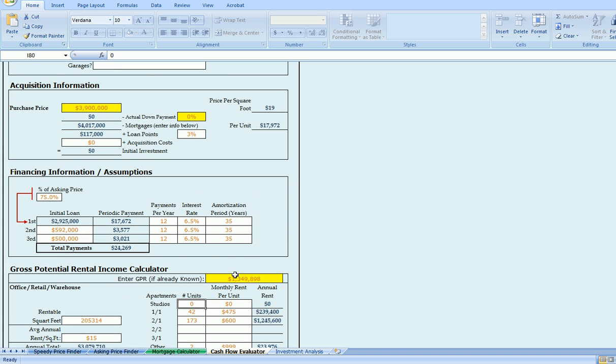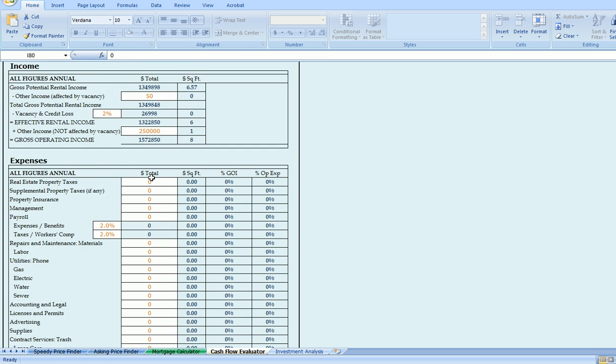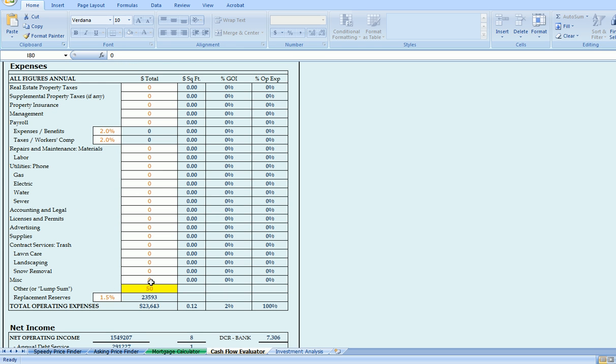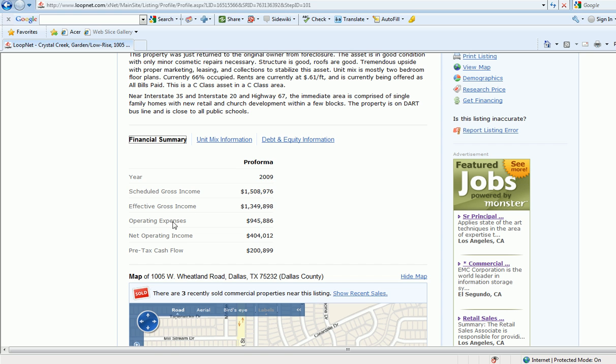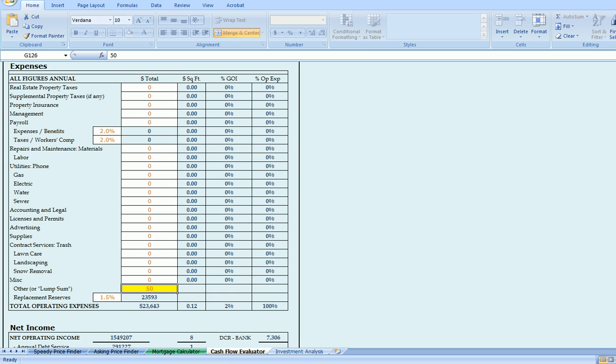Here's a yellow box, here's a yellow box, and we're going to go ahead. Later on, you're going to itemize all the expenses, but only after you determine whether or not this is a deal you're going to do. So only mainly concentrate on your lump sum, which is again another yellow box. And your lump sum for your operating expense is going to be $945,886. So we have $945,886.